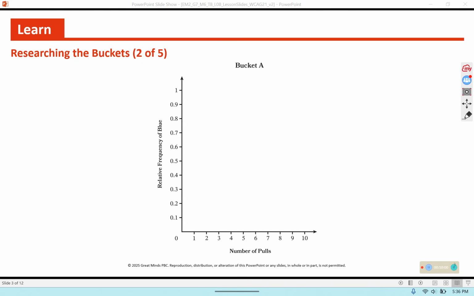Your graph here may be different than the one that I did if you pulled your own chips from the bag and put your data here. And the reason for that is because they are chance experiments. Even if we all had the same bag, we aren't all going to select the same chip every single time.